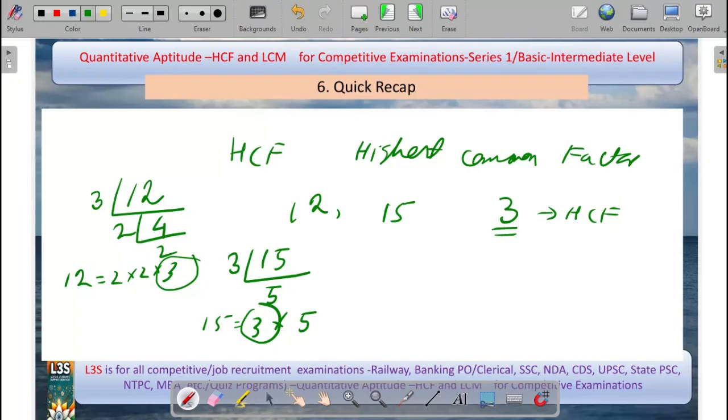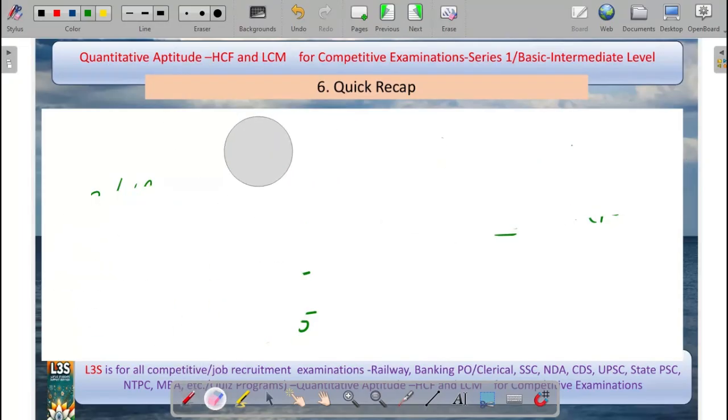Another method is HCF by division method. The division method is a faster method, usually used for large numbers. We divide the larger number by the smaller number, then divide the divisor by the remainder. Continue this process until the remainder becomes 0, and the last divisor is the HCF. That is called the division method.